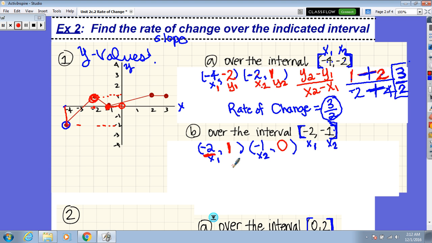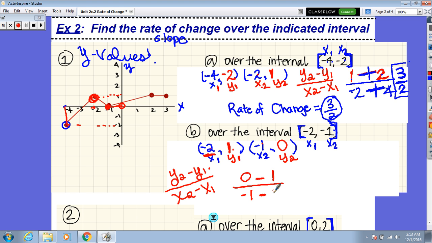Alright, so now we're ready to subtract using the slope formula. y2 minus y1 over x2 minus x1. So we're going to go ahead and label the y's because we already labeled the x's. So that's y1 and this is y2. So y2 is 0 minus y1, which is 1, over x2, which is negative 1, minus x1, which is negative 2.